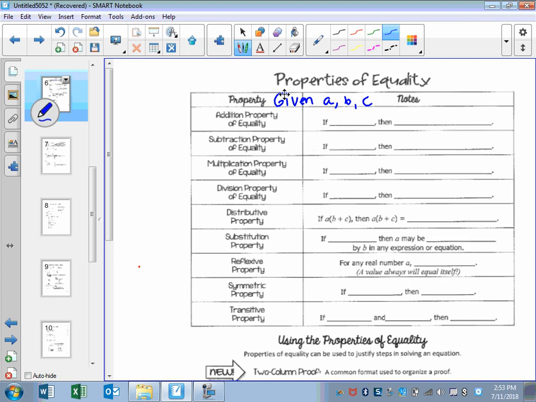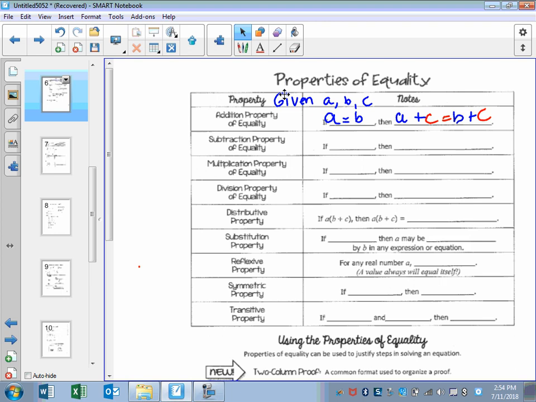So for addition, you're adding something to both sides of the equation. So let's say if A equals B. What I can know then is that A plus C equals B plus C. And why? Because A and B are equal.